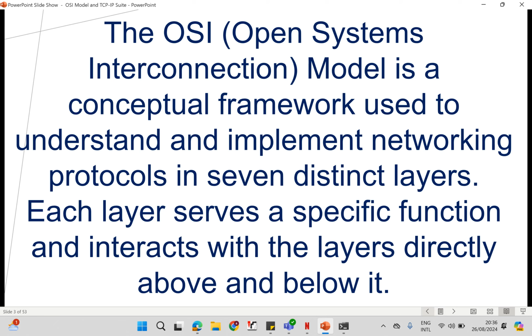So each layer serves a specific function and interacts with the layers directly above and below it. In other words, there cannot be layer 3 if there is no layer 2 and layer 1. There cannot be layer 2 except there is a layer 1. So it is impossible for them to stay in isolation or to exist in isolation.